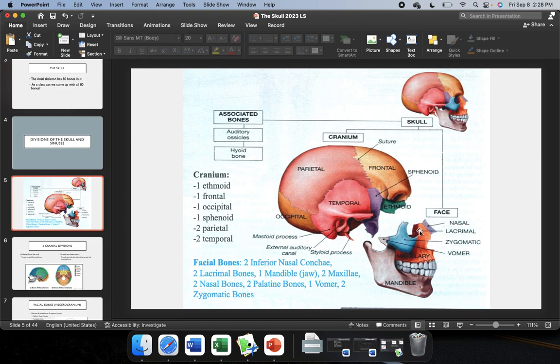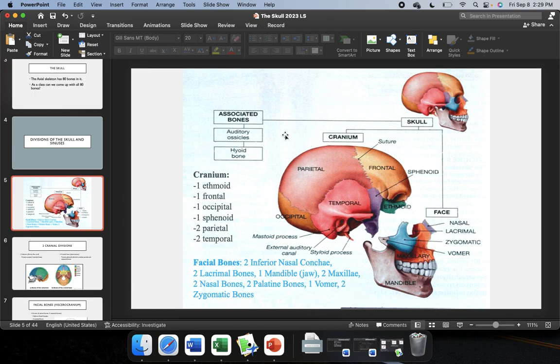Whereas the facial bones are a group of bones on the anterior portion of the skull which do not house the brain: two inferior nasal conchae, two lacrimal bones, a mandible, two maxillae, two nasal bones, two palatine bones, which would be deep inside, a vomer, and two zygomatic bones. I'll point those paired bones out in a moment, like the nasal and the maxillary bones.